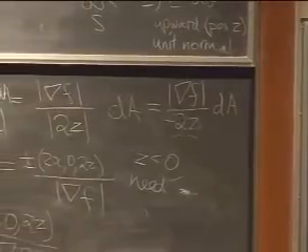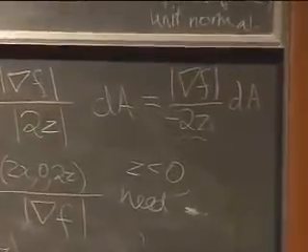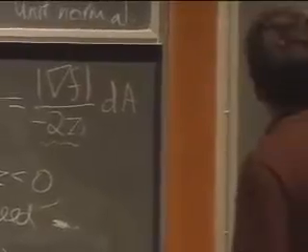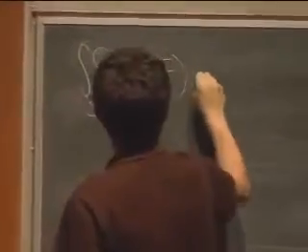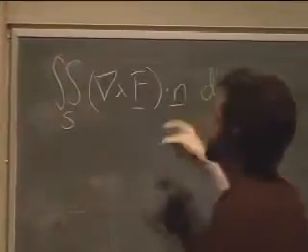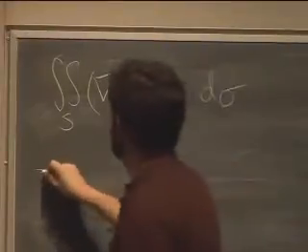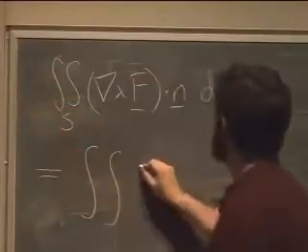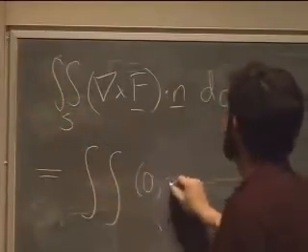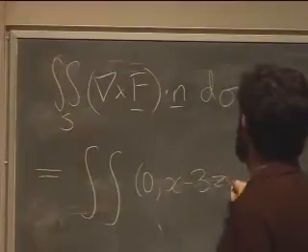All right. Here goes. Okay, we're dealing with this. What's the curl? Well, we just computed it as 0, x minus 3z, y.